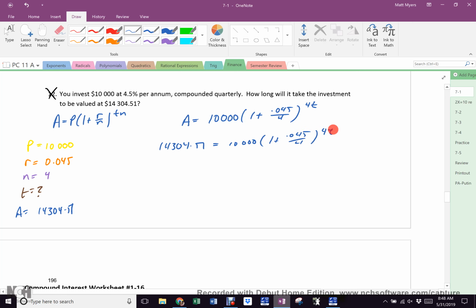What can I do mathematically right now? My goal is to get t by itself eventually, right? So what can I do right now that will start removing stuff from the right side of the equation? I can divide by 10,000. And that's gone and that's gone. So what do I got to do to this side? Same thing. Everybody cool? All right.